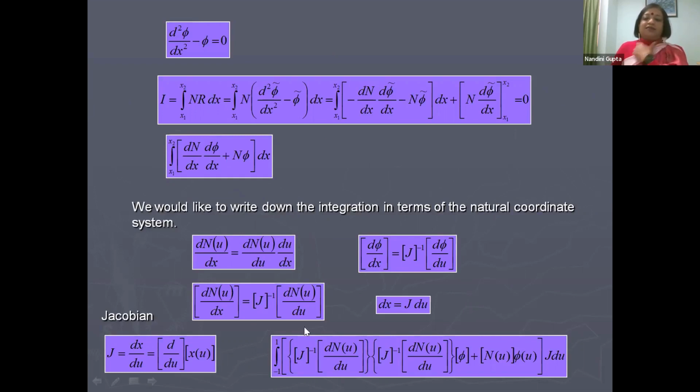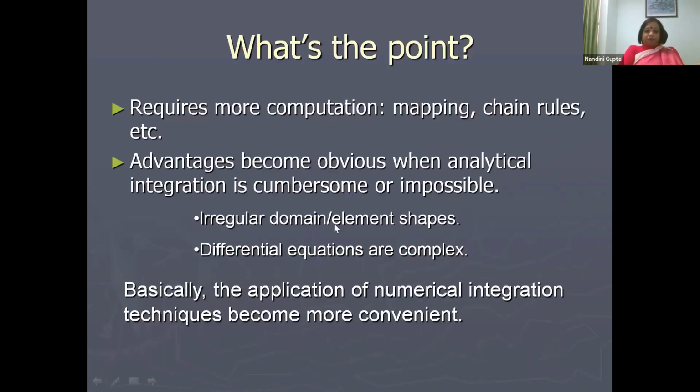So obviously, this is the advantage that we reap, that we can now perform an integration between two fixed points, -1 and +1. And this gives us an advantage in terms of being able to use numerical integration techniques rather than manual, analytical techniques. So as you can see, if you want to convert the stiffness matrix in terms of the natural coordinate system u instead of x, there is quite a bit more computation involved. You have to do mapping, you have to have chain rules performed for integration, etc.